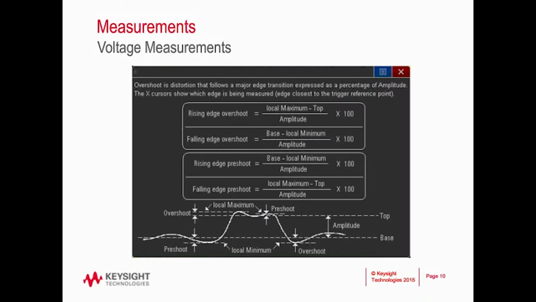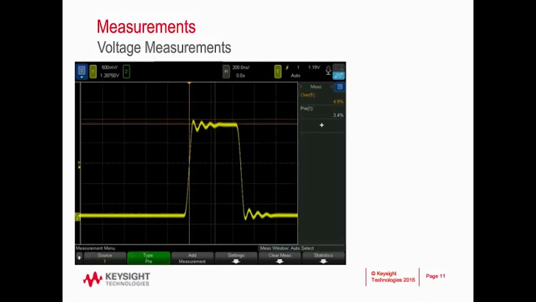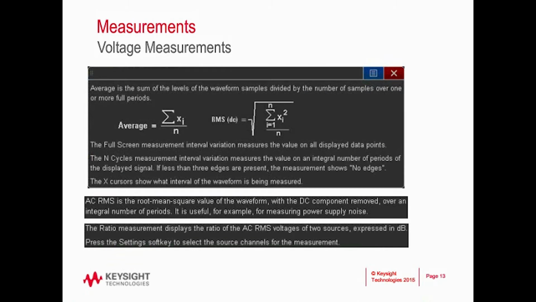Some other useful voltage measurements are useful tolerances often required in designs that are exacerbated by excess inductance or ringing in a circuit. Overshoot is distortion that follows a major edge transition, expressed as a percentage of the amplitude, and pre-shoot is distortion that precedes a major edge transition, expressed also as a percentage of amplitude. Using the same ringing signal, overshoot is shown here with the cursors as a reference. And then we'll tap and switch over to show the cursors viewing pre-shoot, again as expressed as a percentage.